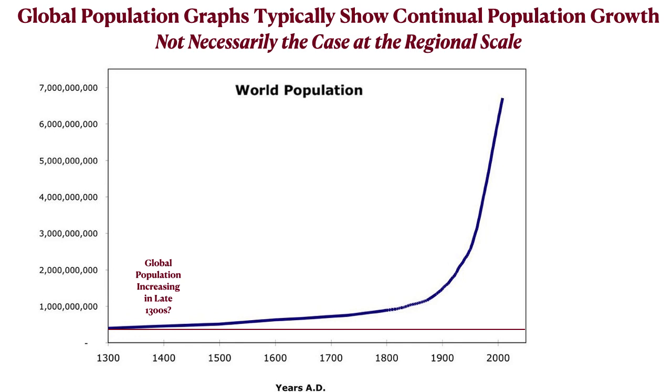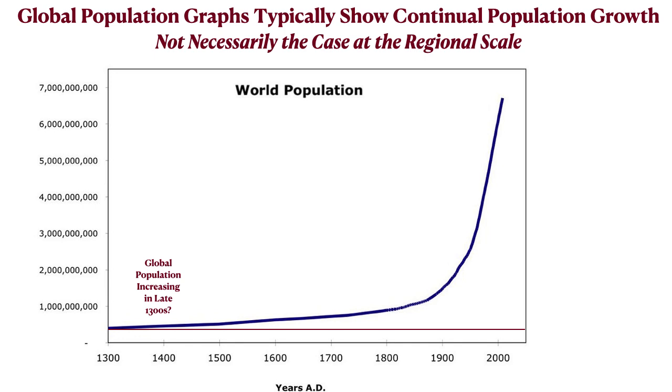Now, there's something to be said for graphs like this, but there are some problems as well. One is it is not at all clear that there was continual increase in the global population. For example, in the second half of the 1300s, or 14th century, there was probably a decrease in global population due to the bubonic plague epidemic of the period.